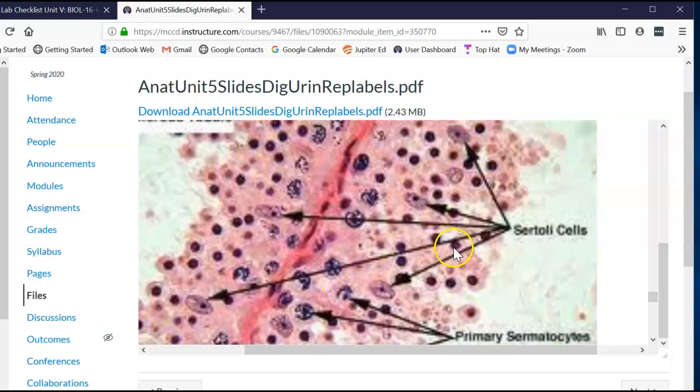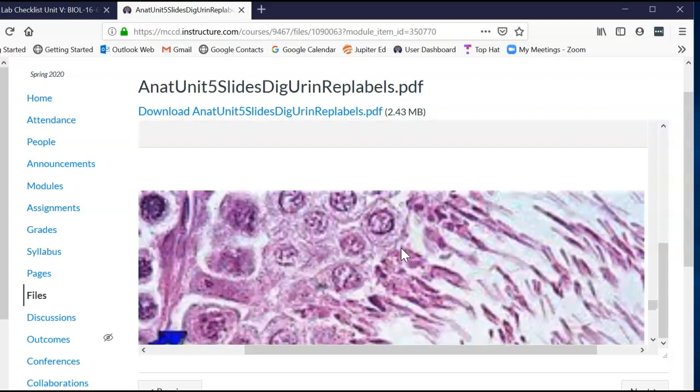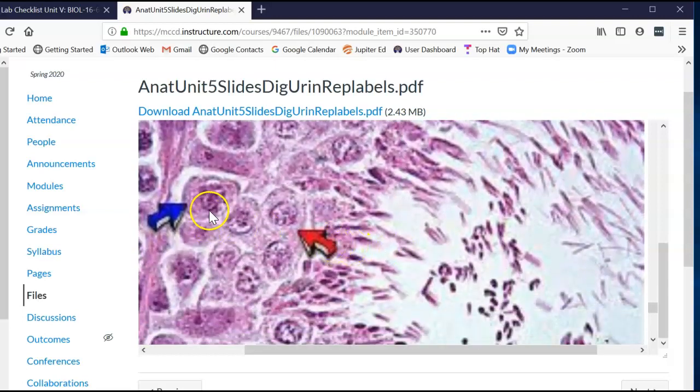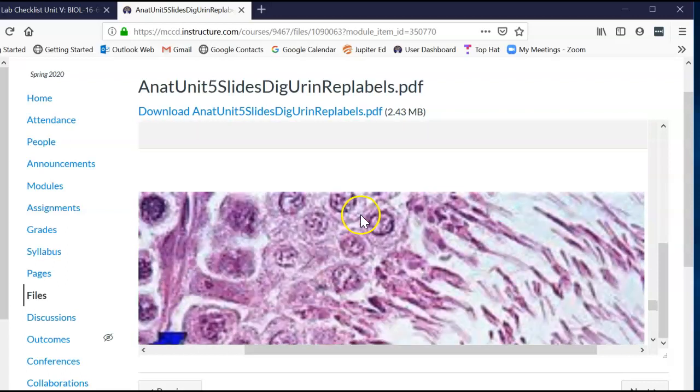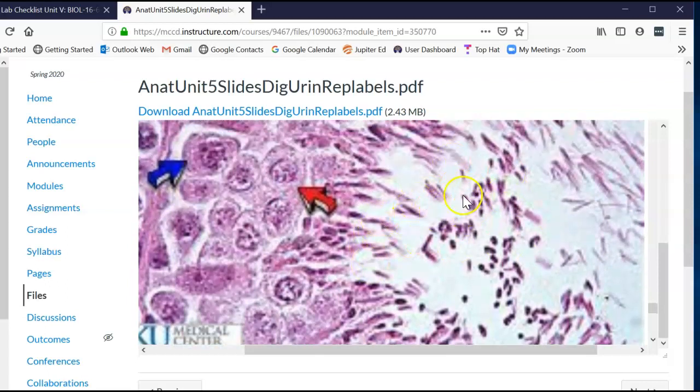I can't see any good secondary spermatocytes on this particular view. There's some spermatids on the end. And you can see all the flagella in this area from the sperm cells. And here's another close-up here. The blue arrow is showing you a spermatogonium. These are spermatocytes, primary and secondary. And then we have not a very good view for spermatids, but we do have a lot of sperm cells in the middle here.